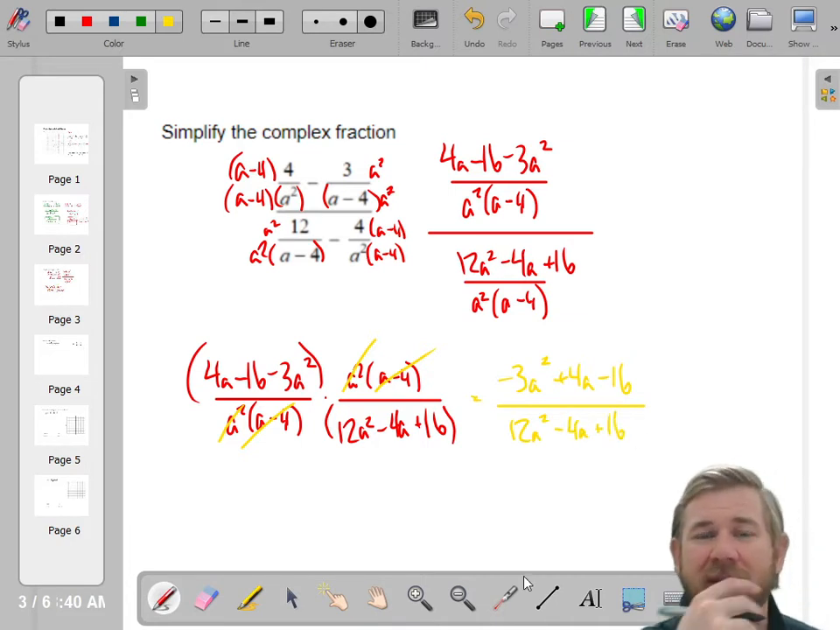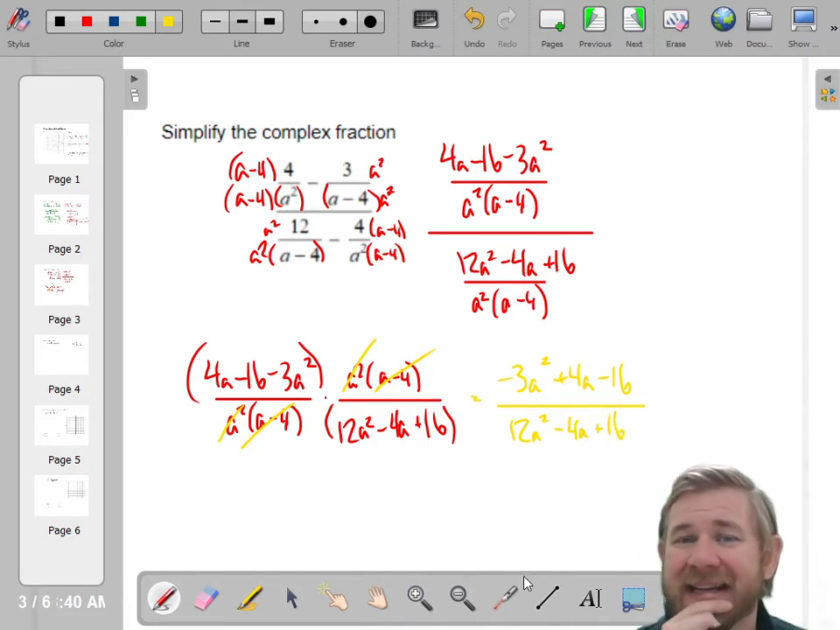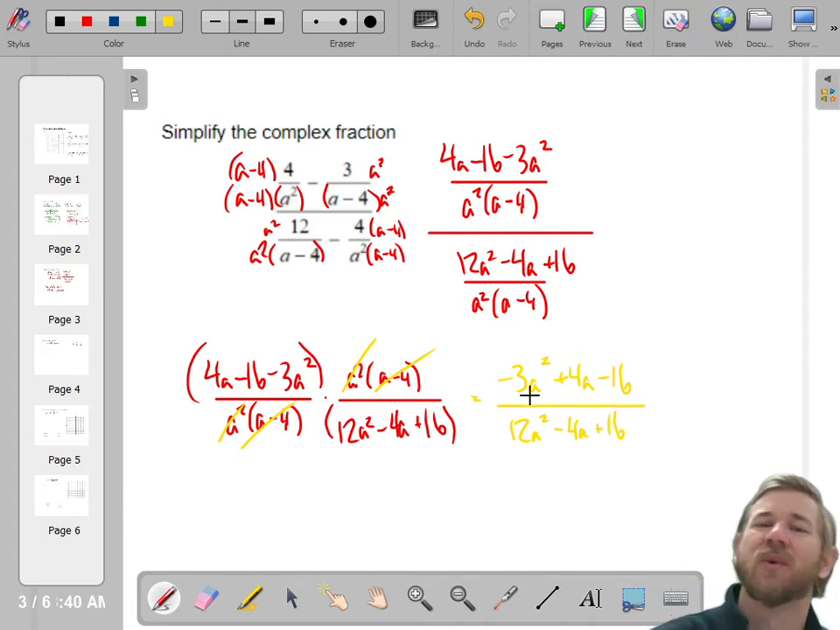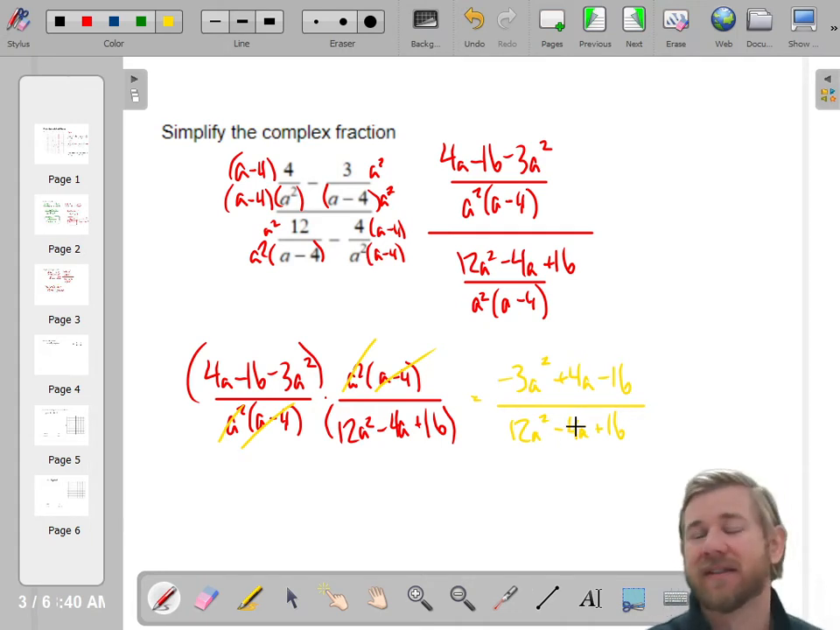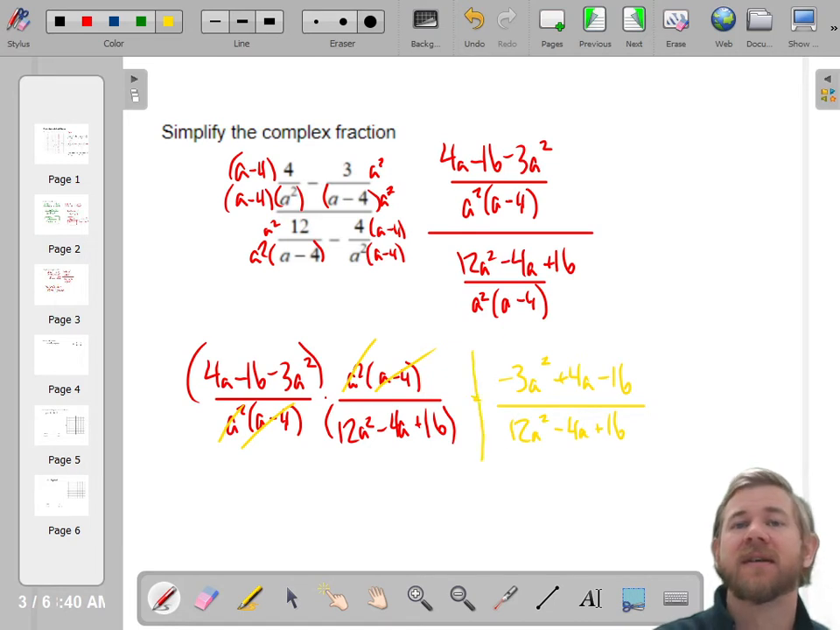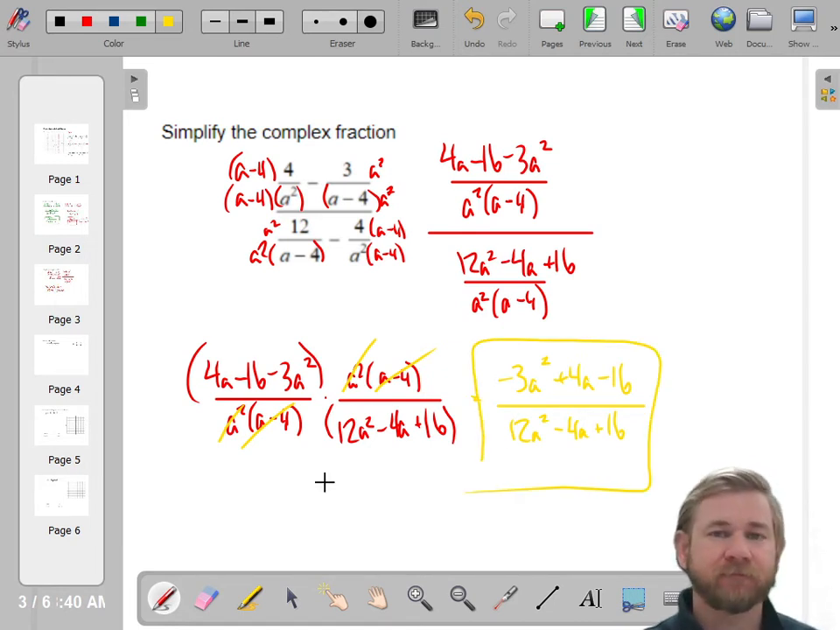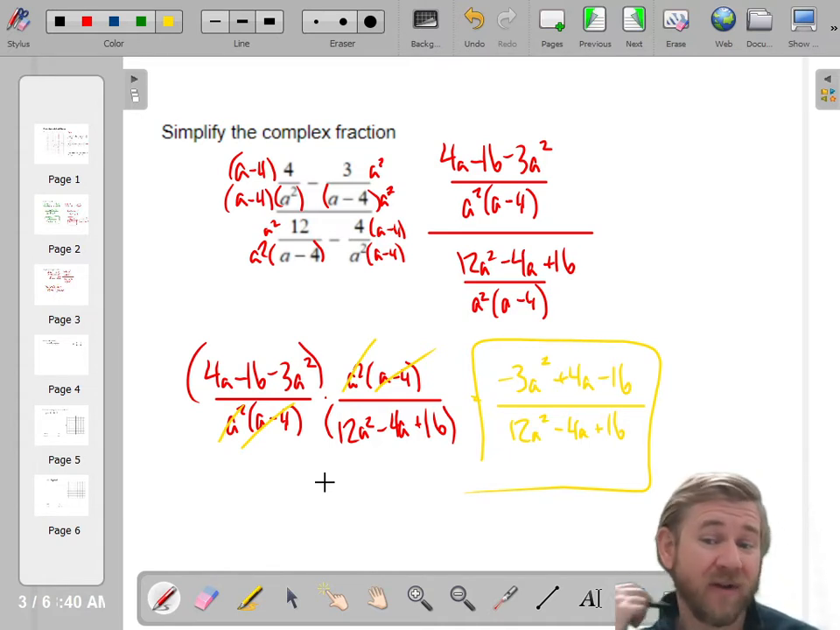That's pretty big. I'm just going to kind of do the discriminant in my head. 16 minus 4 times that is going to be negative. So this is also not factorable. That means we are all done. A little bit messier though. Sometimes when you do these complex fractions, you get a lot more going on. So you just got to take it.